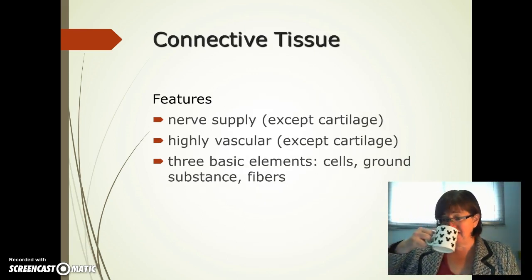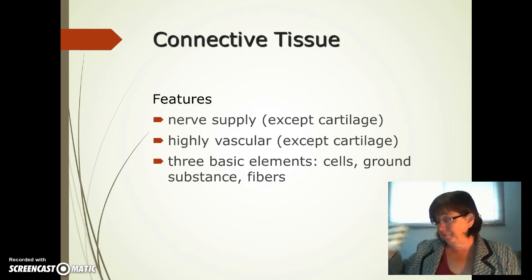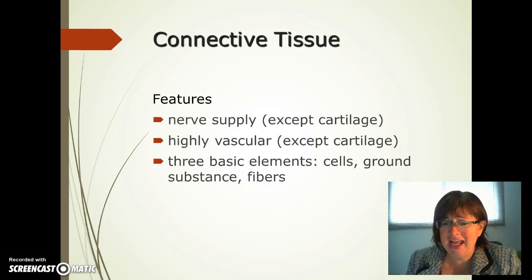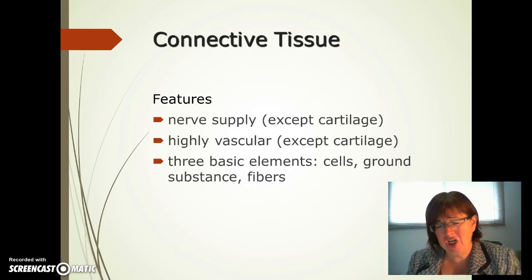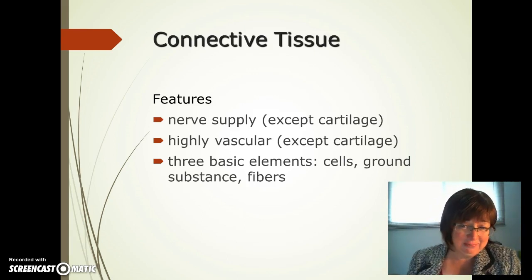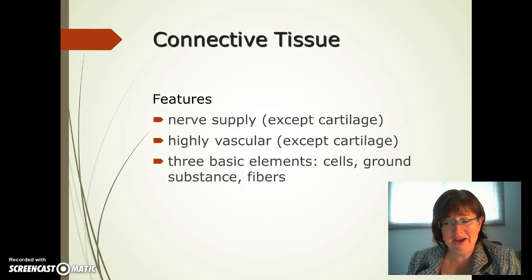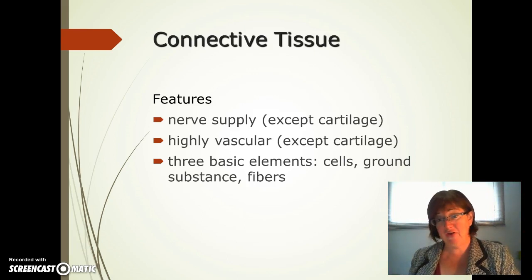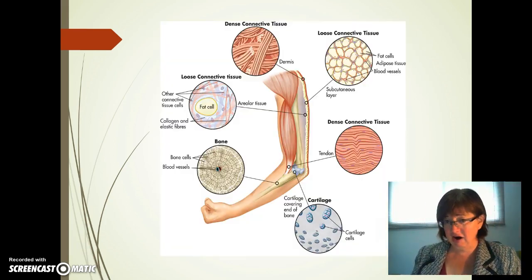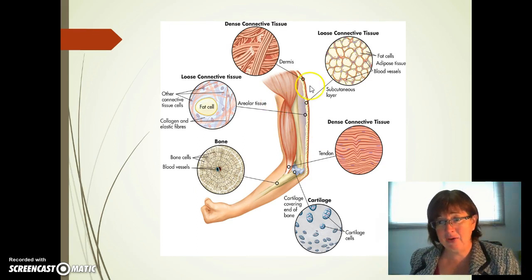The features of connective tissue is that it usually has a good blood supply and a good nerve supply, with the exception of cartilage. And there are three basic elements to all connective tissue. You have your cells, you have your ground substance, which is called matrix, and you have your fiber. So you need to look for those three things. When it comes to connective tissue, there are 5 different types. Sometimes there's 7 different types because there are subcategories.